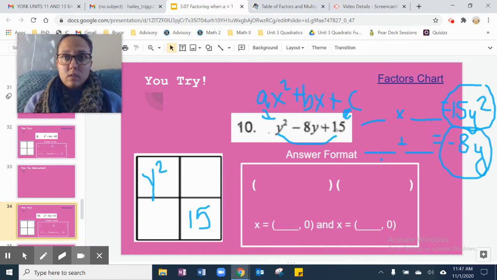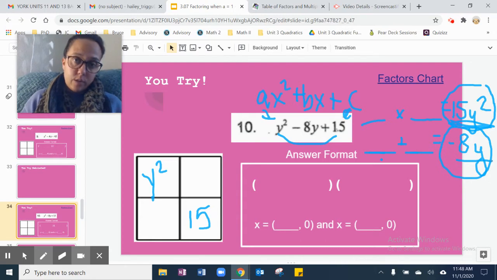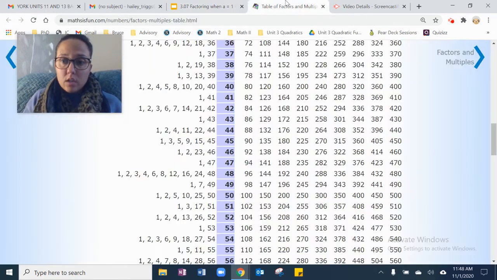So this means that we are going to have two negative numbers. How do I know that? A negative times a negative is a positive, and you can combine two negative numbers to make negative 8. So this is going to be a different scenario than we have encountered so far.